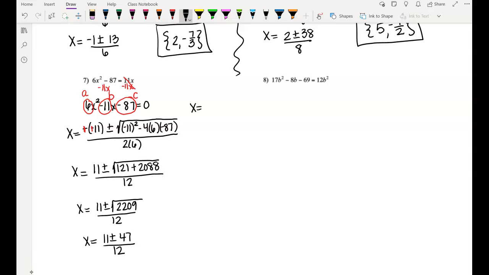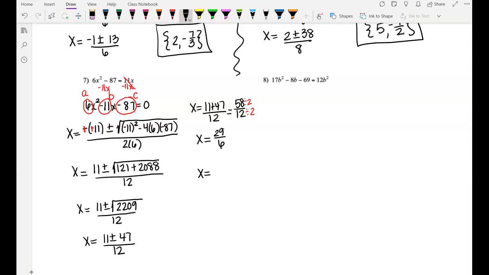So x equals 11 plus 47 divided by 12, which would be 58 divided by 12. They're both divisible by 2. So x equals 29/6.